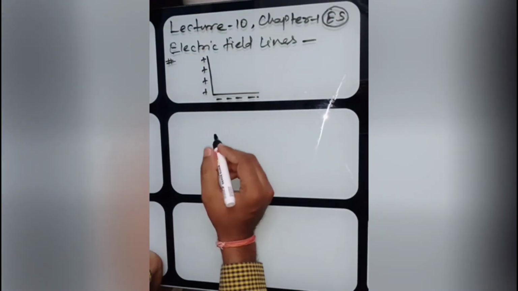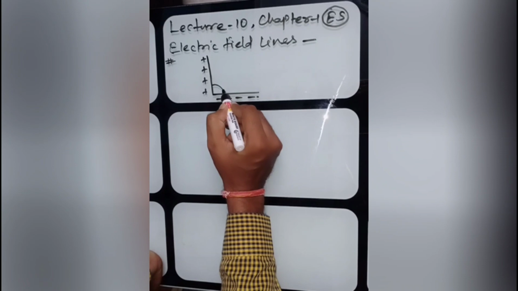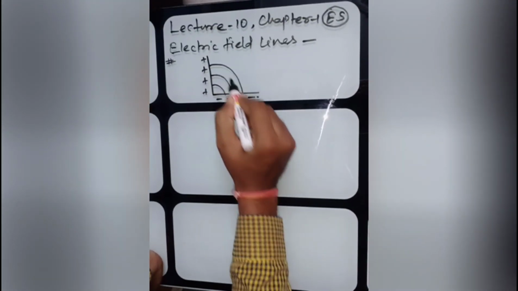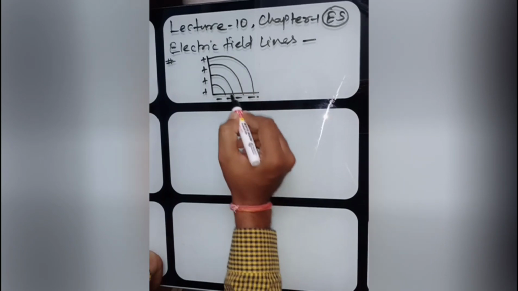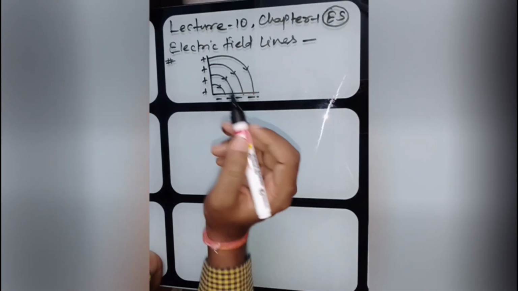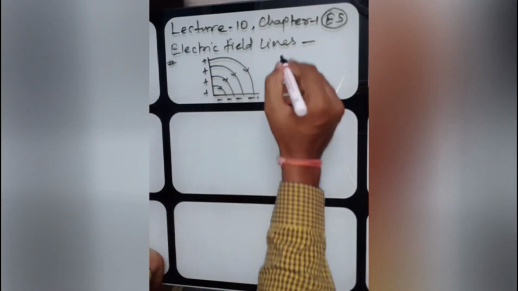Students, look at here. The direction of field lines, this way, from positive to negative. Now, another example.